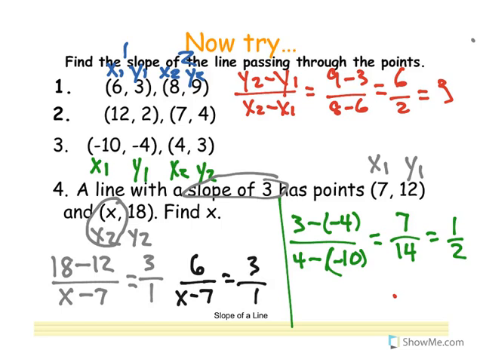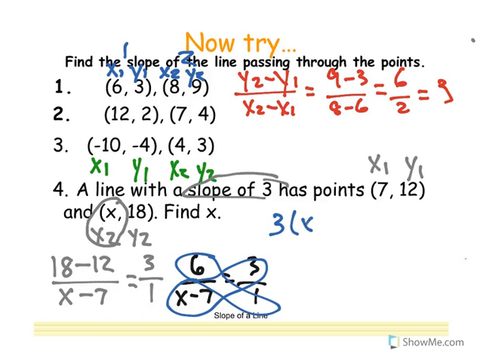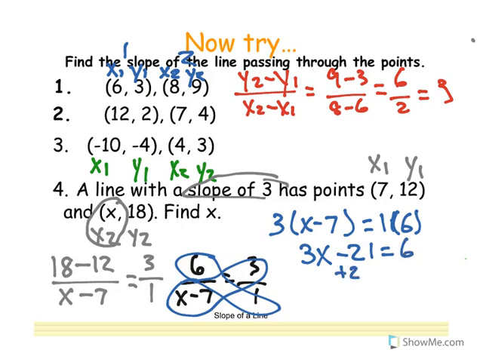So now I'm going to think back to when we cross multiplied, when we solved proportions. So I'm going to cross multiply. So I've got 3 groups of x minus 7 is equal to 1 group of 6. So 3x minus 21 equals 6. So 3x equals 27. And x is 9.